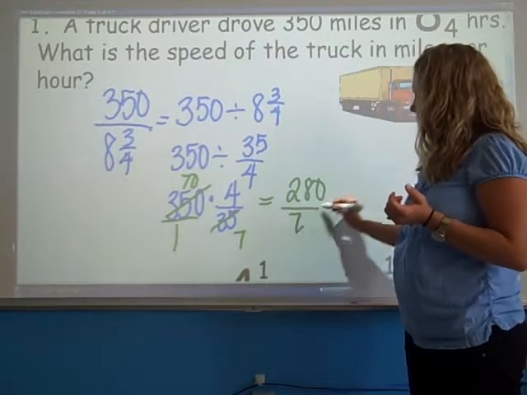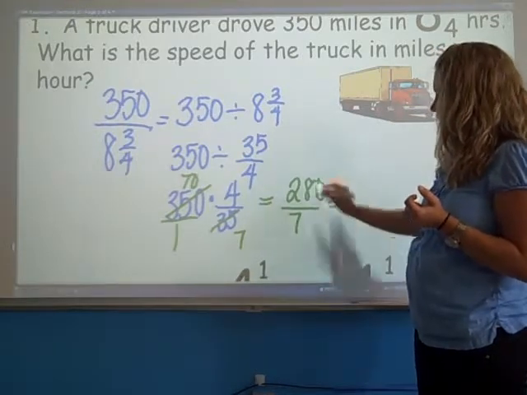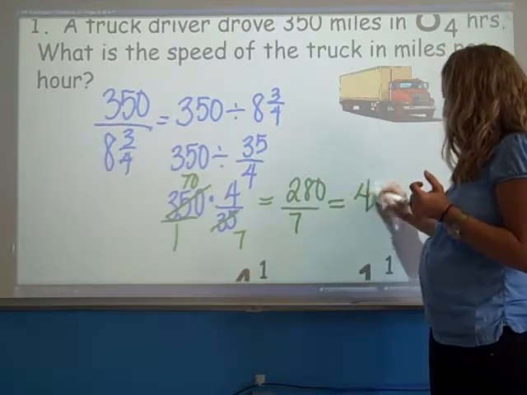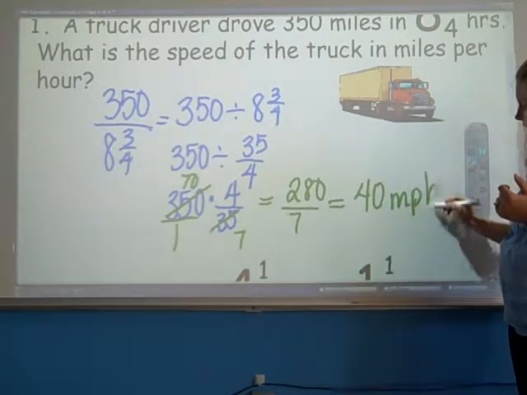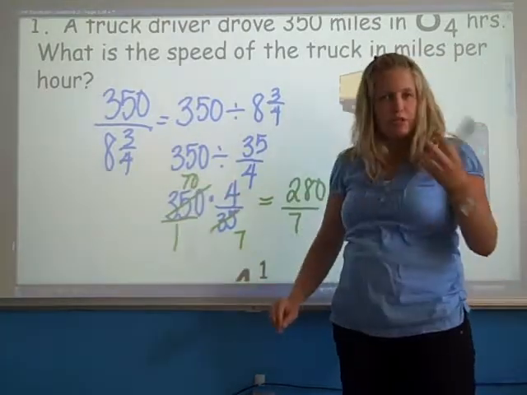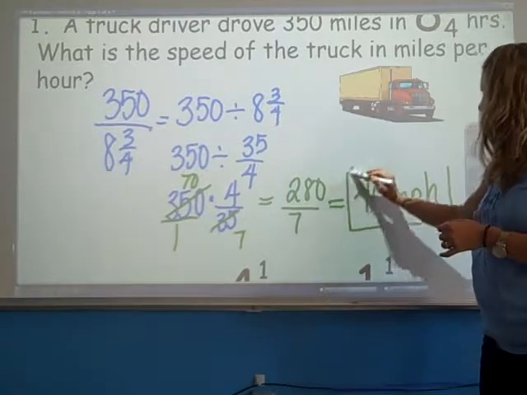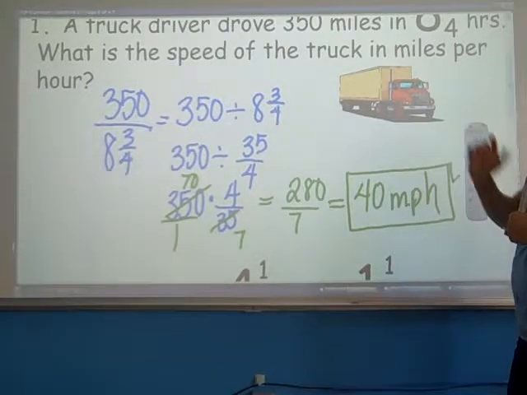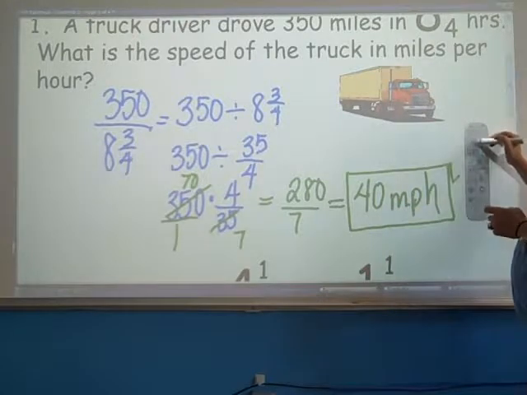Over 7. Oh, we could have simplified the 7 and the 70. It's okay if we don't catch that. When you divide this, you get 40. And then our units are miles per hour, mph. If you realized here, you could have also divided more. You could have done that, or kept going across and simplified at the end. Okay, so the speed of the truck is 40 miles per hour.